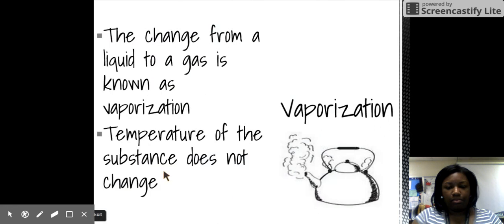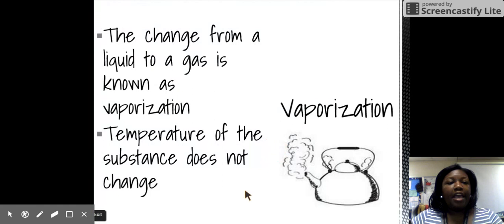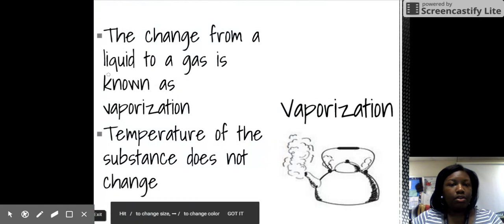As you can see, we finished the bottom part of our triangle. So let's move on to the way we change a liquid to a gas, and that is called vaporization. Okay, so vaporization is a change from a liquid to a gas. That is vaporization.